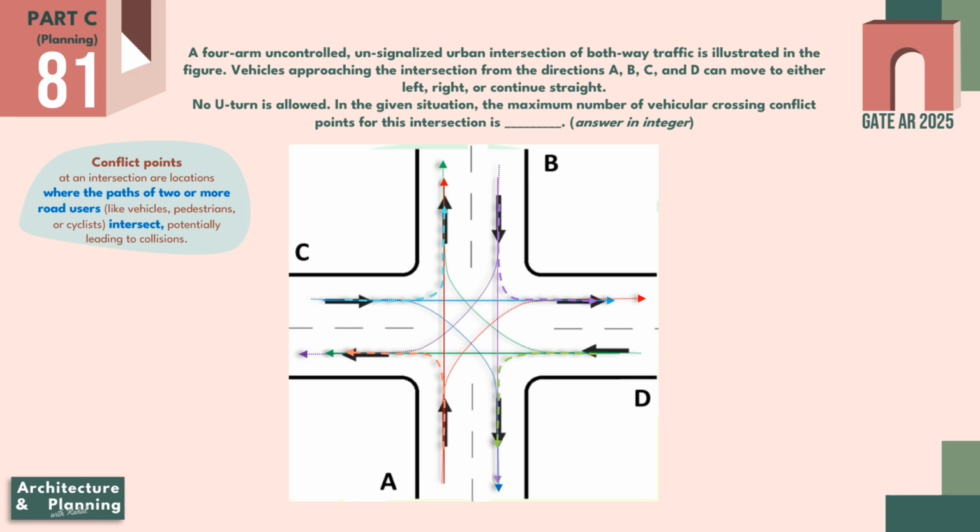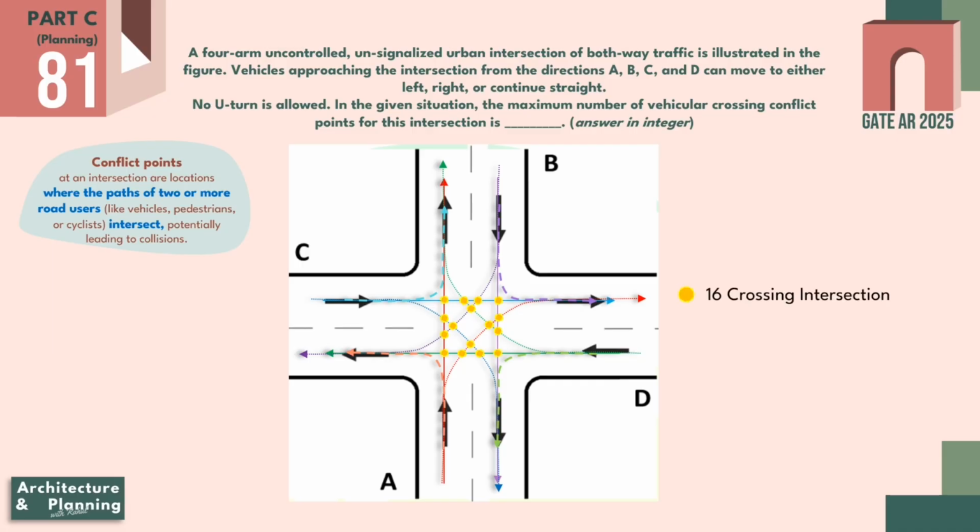Now, we have to just calculate the points where vehicles are intersecting their paths. I am showing those points with yellow marks, which you can see on the screen. These intersection points or conflict points are created because of a vehicle taking a right turn or going straight, and these are total 16 crossing points.